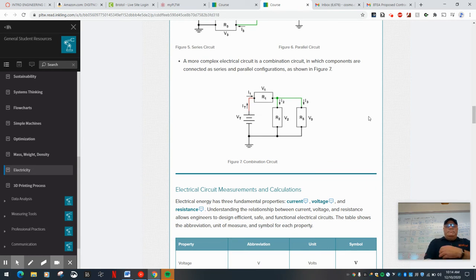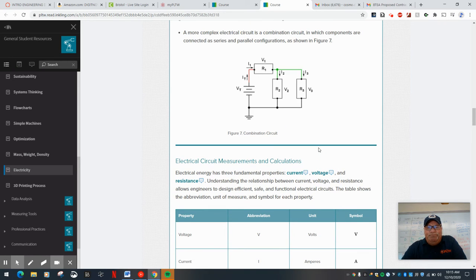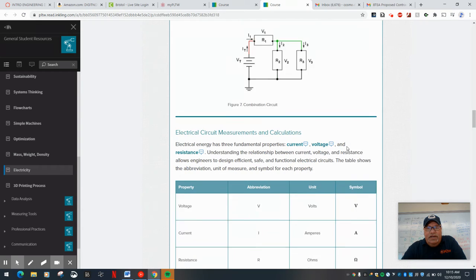So a more complex electrical circuit is a combination circuit. That's in which components are connected as series and parallel configurations as shown in figure 7. So here we have again our current going into the resistor 1. We have voltage 1. The voltage drops as the current flows through the resistor, and so on. All right. So again, and then we have our ground here.